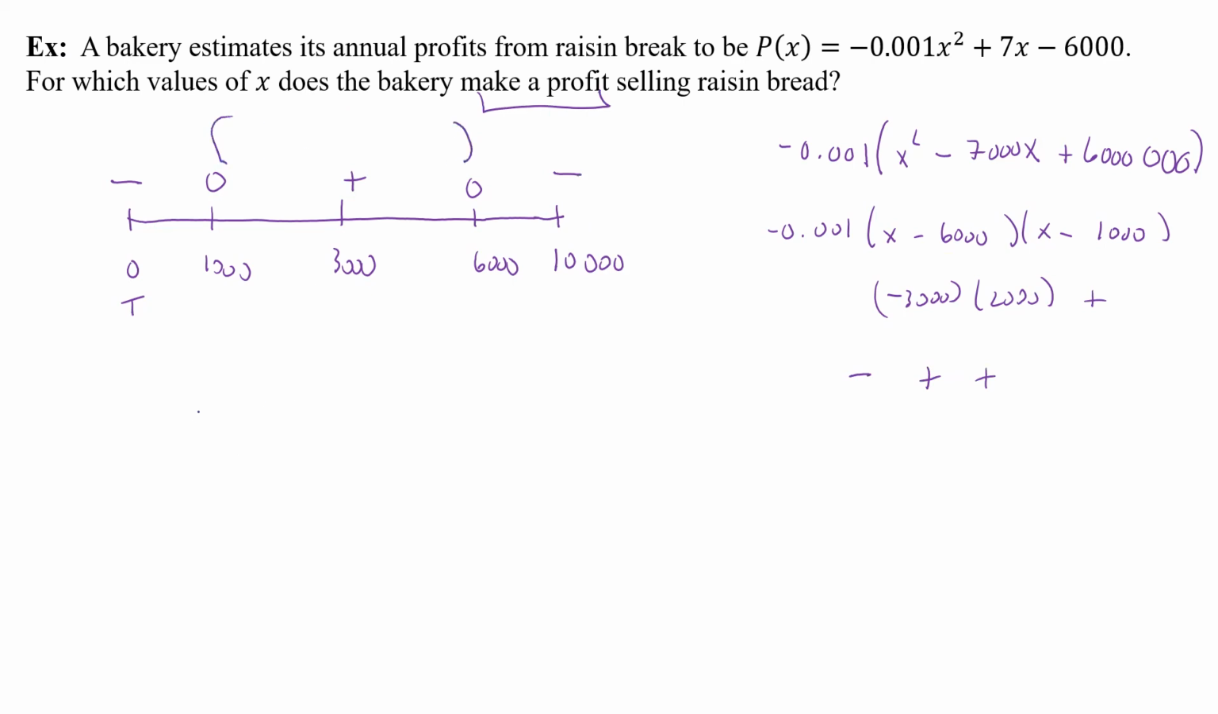Okay, so our profit is going to be between 1,000 and 6,000, it looks like. And which values of x? If we want to write it as an inequality, we would say 1,000 less than x less than 6,000. Those are the values of x that are going to fit this.